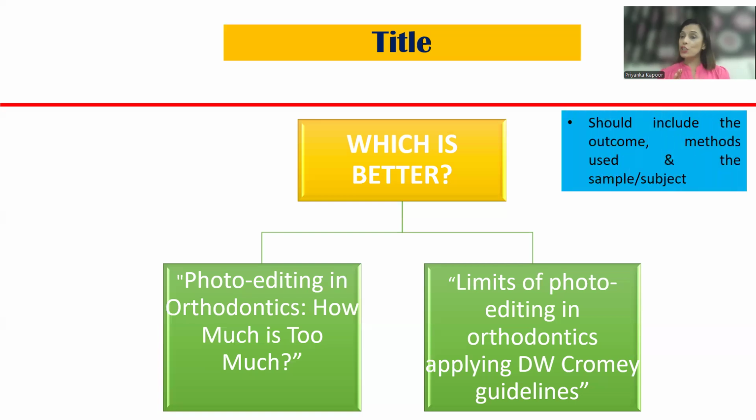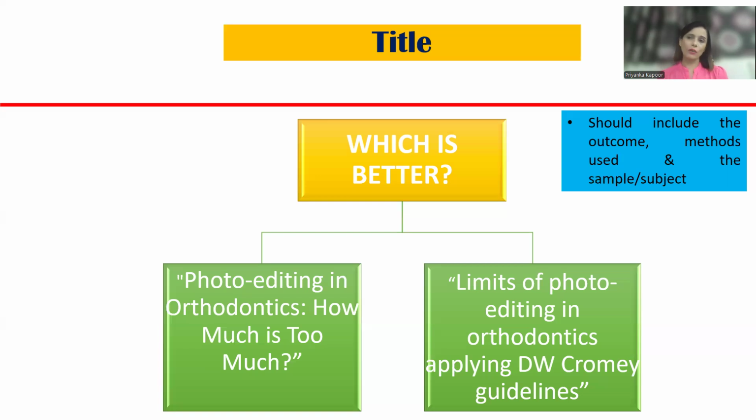So it should include the outcomes, the methods, and the sample or the subject. General constituents of a title should be this. So if you look at the right side, do we have the outcome? Yes. We are talking about the limits of photo editing. Does it have the methods? Yes. We are applying the DW Chromate guidelines. Does it have the sample or the subject? Yes. We're talking about the orthodontic population. So definitely, it includes all the context.